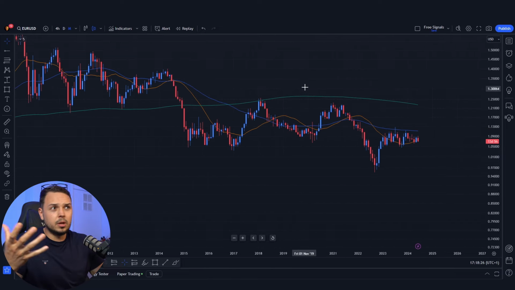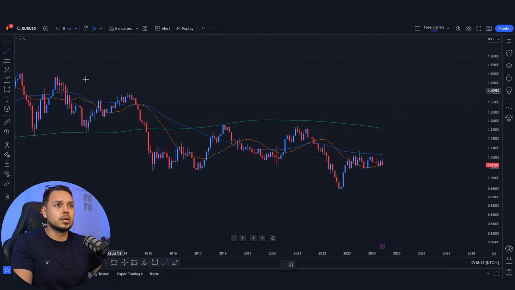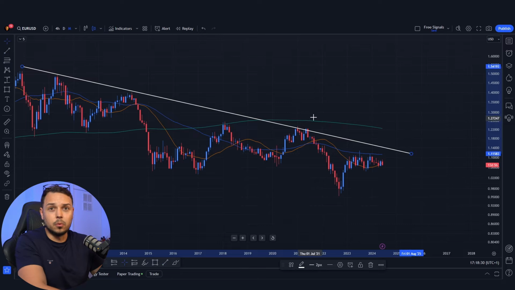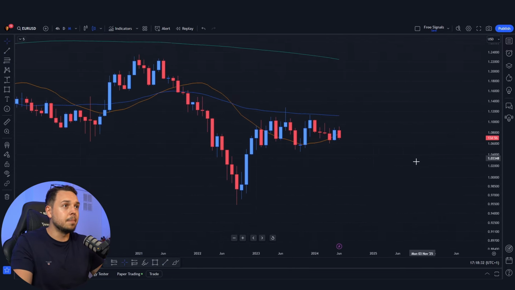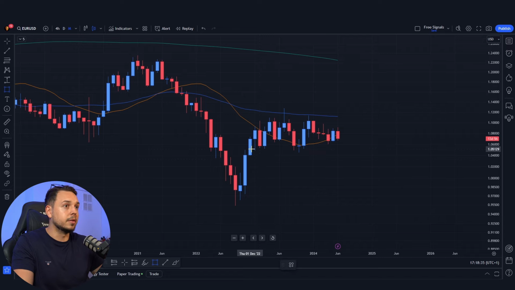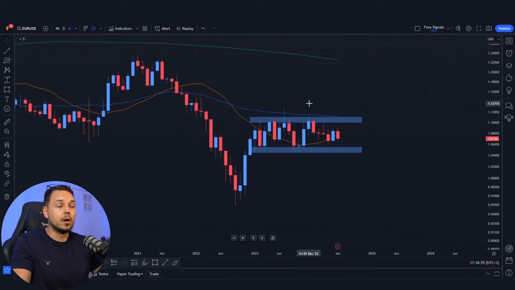So the first thing we want to do is look at the overall market direction. As we can see, it's trending towards the downside clearly. But what is happening over here is it's currently consolidating, right? We have our previous area of support, and we have our resistance line.